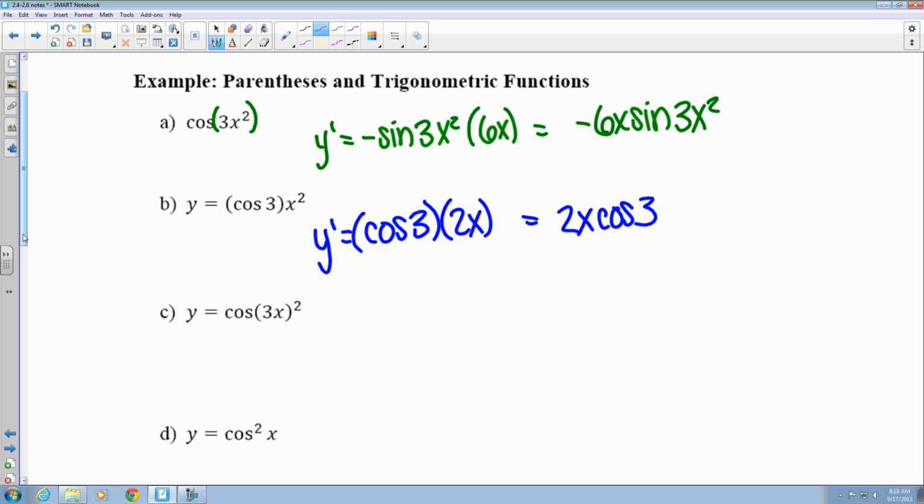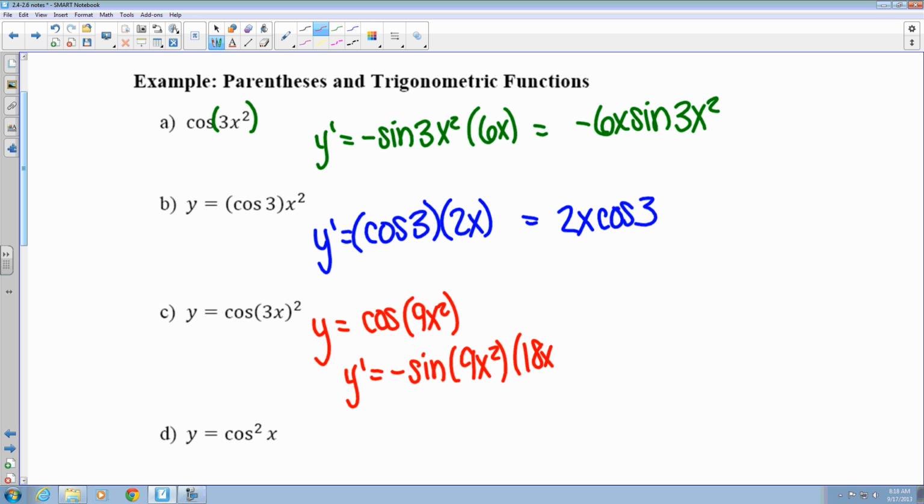All right, part C. Before we take the derivative of this, we need to actually square our 3x because we need our parentheses to be around that whole thing. So that turns out to be cosine of 9x squared, and then we can take the derivative. Derivative of the outside is negative sine, leave the inside alone, times the derivative of the inside. And there we go.